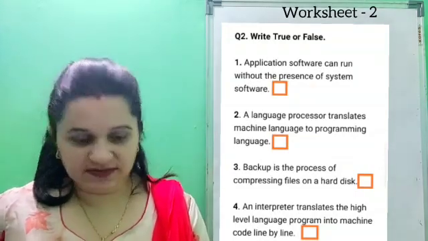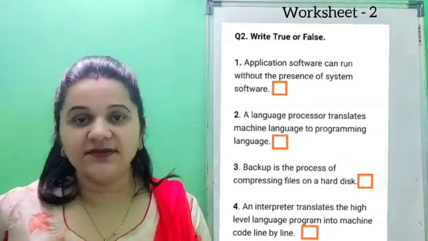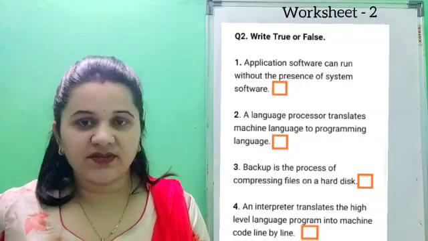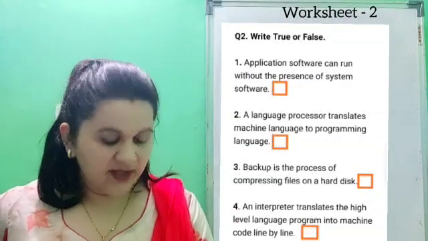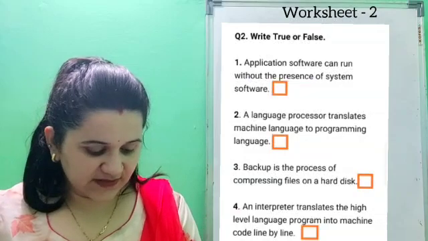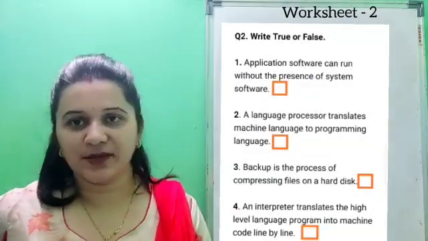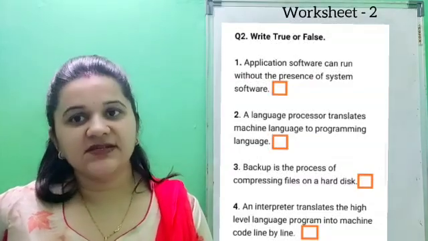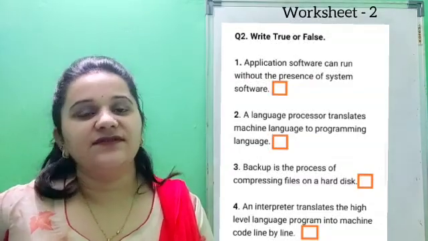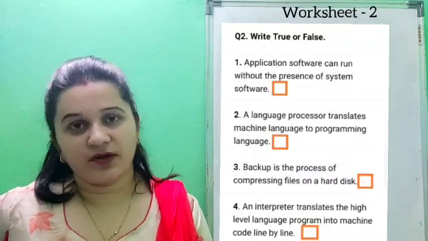Just go through this statement, okay? Just use your mind, and try to find out whether it is true or false. Second one, a language processor translates machine language to programming language. If this statement is correct, write down true. And if the statement is wrong, if you find it wrong, write down false.